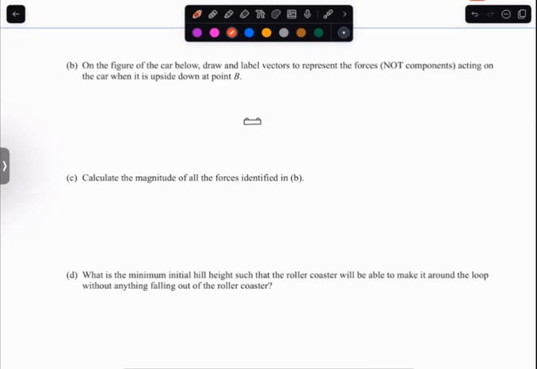On the figure of the car below, draw and label vectors to represent the forces, not the components, acting on the car when the car is turned upside down at point B. All right, so we have two forces, normal and gravitational force. Gravitational force is definitely going down. But now here's my question. Is it going fast enough that it doesn't need to get pushed down by the track? Or does it need to get pushed down by the track because it's going too fast? We have to figure it out.